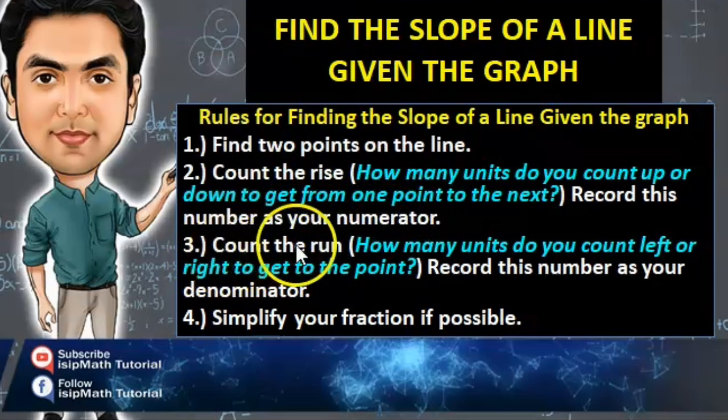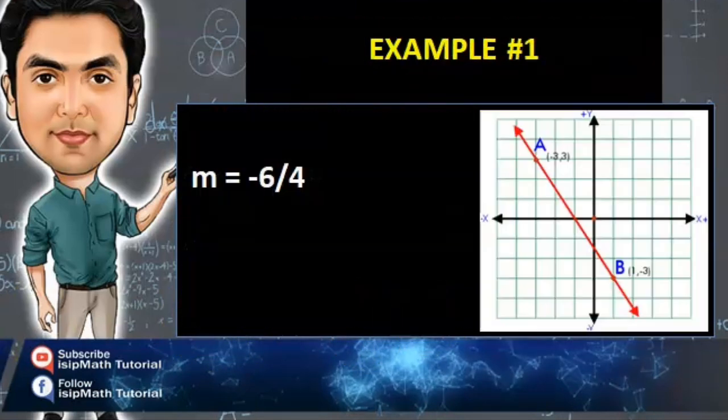Number 3 is count the run. How many units do you count left or right to get to the point? Then record this number as your denominator. Number 4, simplify your fraction if possible. Here, our example. Example number 1. Given this graph, so our first point here is negative 3 and positive 3. Ito po yun. Then our second point is positive 1 and negative 3.